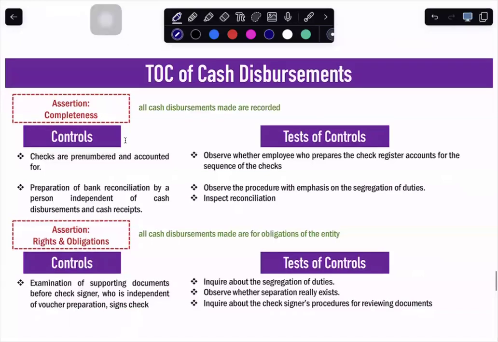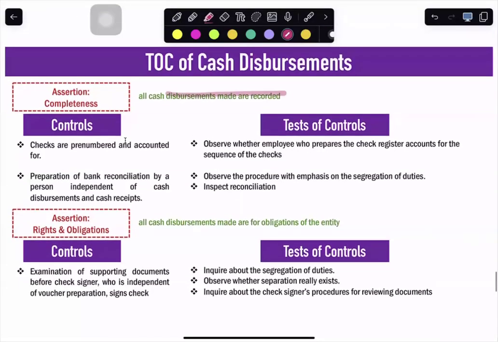Next assertion, completeness. All cash disbursements made are recorded. So first control, checks are pre-numbered and accounted for by whoever prepared the check. How do we test this control? Again, observation, whether the employee who prepares the check register accounts for the sequence of the checks.